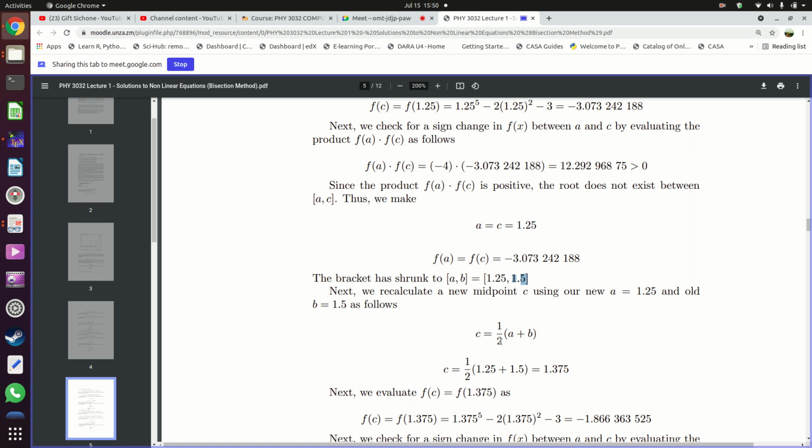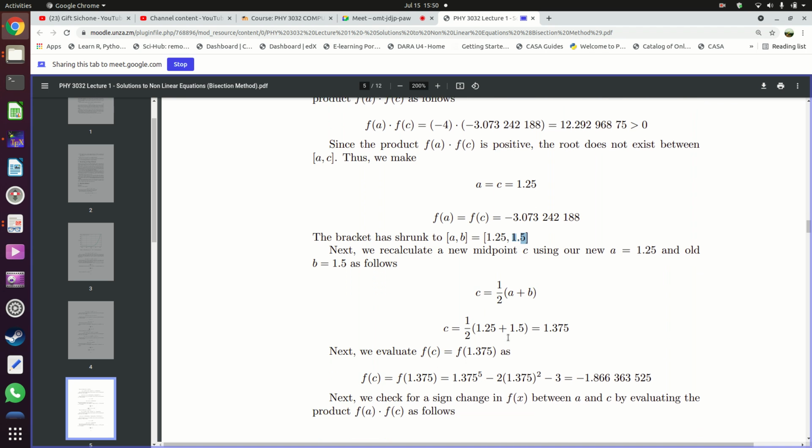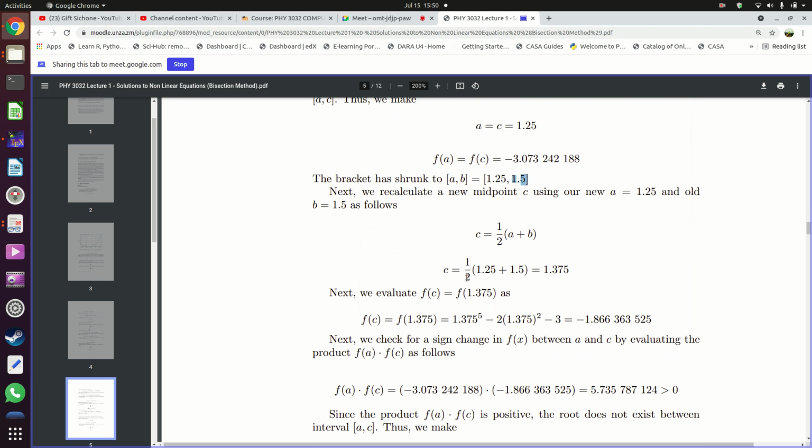So next we work out a new midpoint using our A, which is 1.25, and our B, which is 1.5. So C is equal to half of A plus B. In that case, C is going to be equal to half of 1.25 plus 1.5. This is going to give you 1.375. So this is going to be your new midpoint, 1.375. At this midpoint, the next thing you want to do is find out the value of the function at this midpoint.